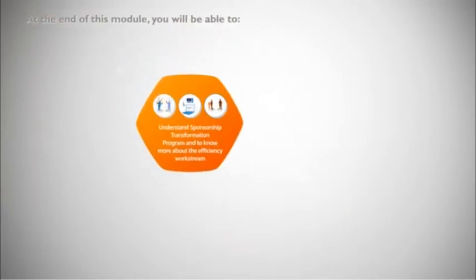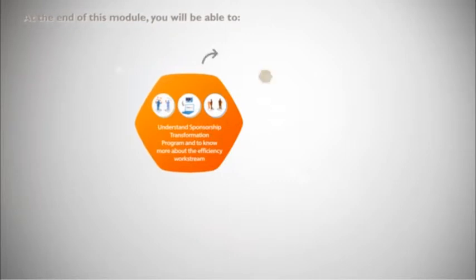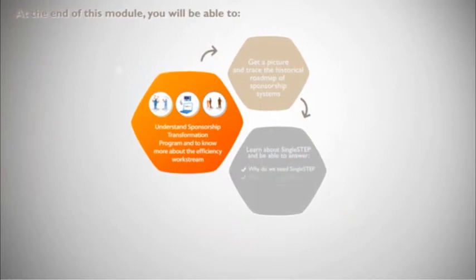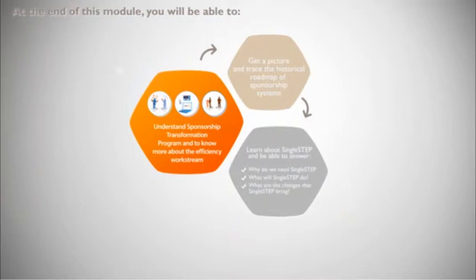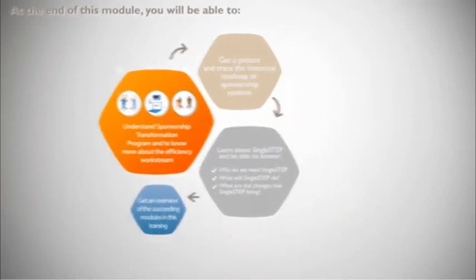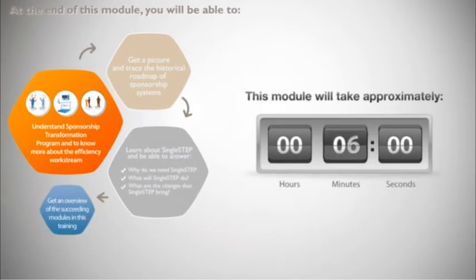At the end of this module, you will be able to understand the Sponsorship Transformation Program and to know more about the efficiency workstream. Get a picture and trace the historical roadmap of sponsorship systems. Learn about SingleSTEP and be able to answer, why do we need SingleSTEP? What will SingleSTEP do? What are the changes that SingleSTEP bring? And get an overview of the succeeding modules in this training. This module will take approximately 8 minutes to complete.